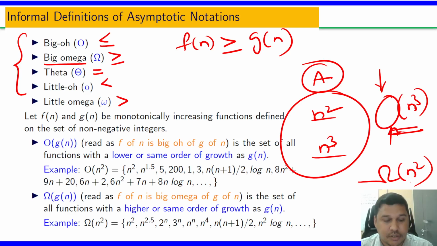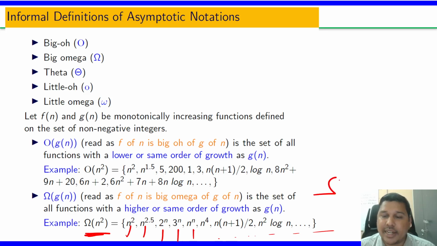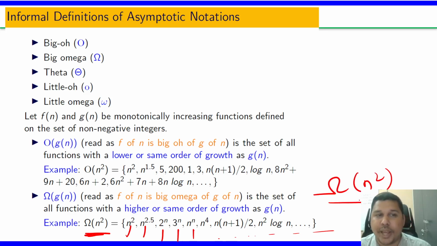Okay, right? In big O, always consider the upper bound. In big omega, always consider the lower bound. Right? So next, theta. When do we have to use theta notation? Omega of n square means it can be n square, n 2.5, 2 power n, 3 power n, and so on. It can take any value. We can generalize them and say omega of n square.